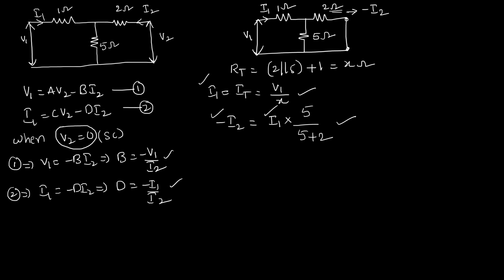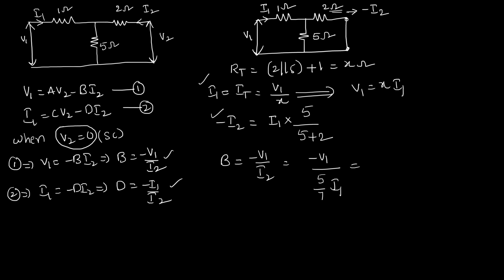Okay, now we are able to calculate the parameter B. What is B? Minus V1 by I2. So keep minus V1 like that. What is I2? That is 5 by 7 into I1. Okay, so still no other element is cancelling. So we can even process this one. So from this relation, okay, I'll be erasing these tick marks. Now from this relation, what can we write? V1 as X into I1, right? So we are using that. So minus V1 is X into I1 by 5 by 7 into I1. I1 gets cancelled. You'll be getting some value.